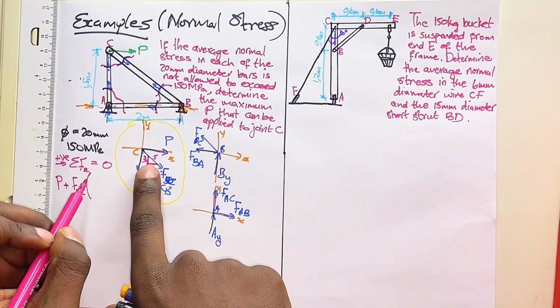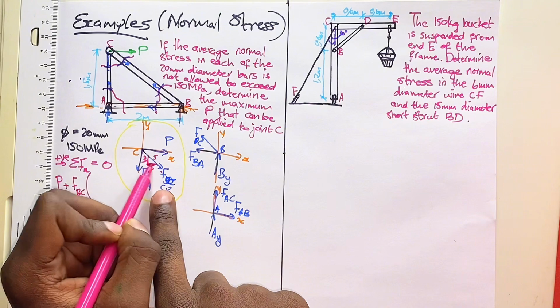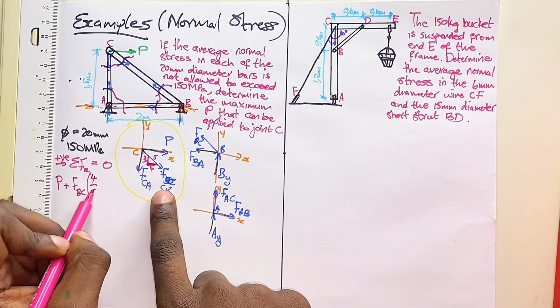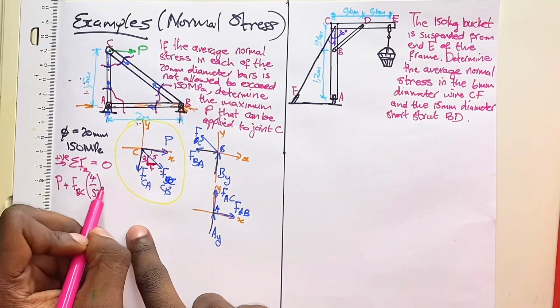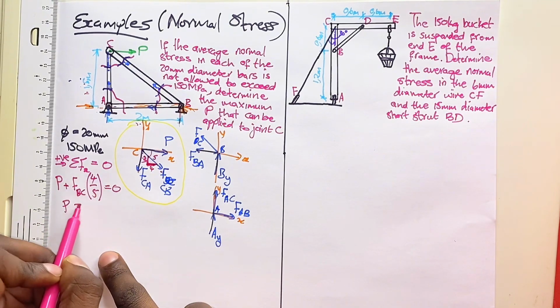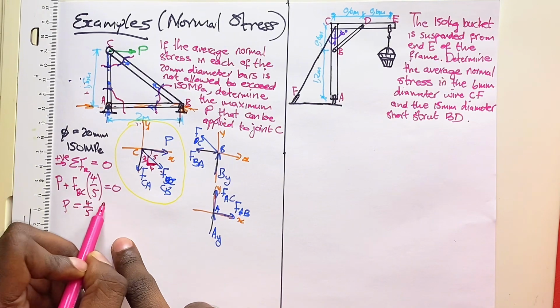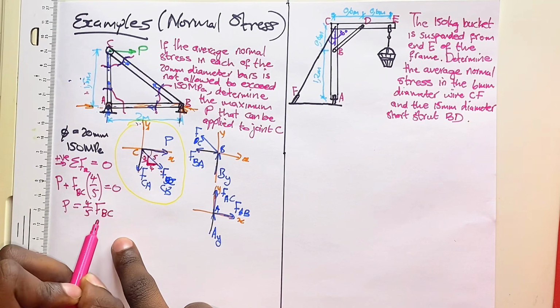It will be positive FBC. And that component, since it is the x component, it will be given by 4/5. So that will be equal to 0. Now our force P is given by 4/5 FBC.